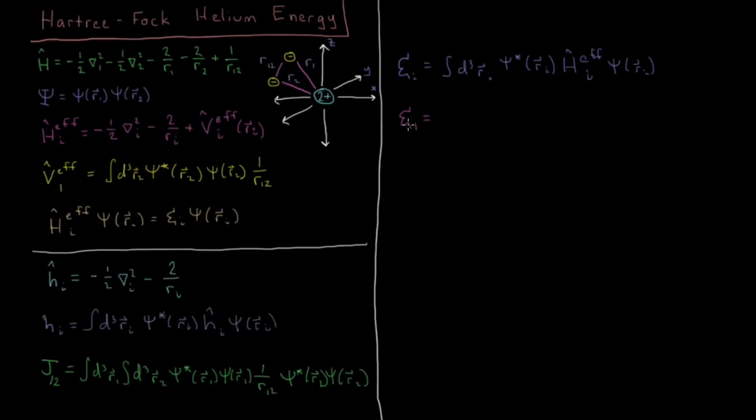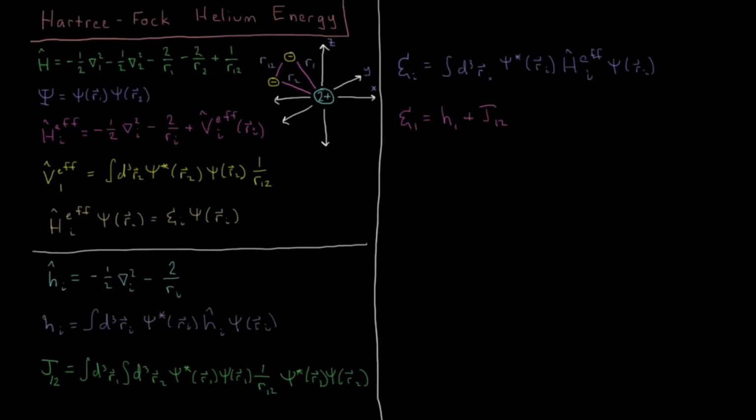for our orbital energy of electron 1, we're going to get its 1 electron terms, kinetic energy and attraction to the nucleus, plus the effective mean field is going to give us J12. It's going to give us that Coulomb integral there. So it's attracted to the nucleus, it has kinetic energy, and it's repelled from the other electron.